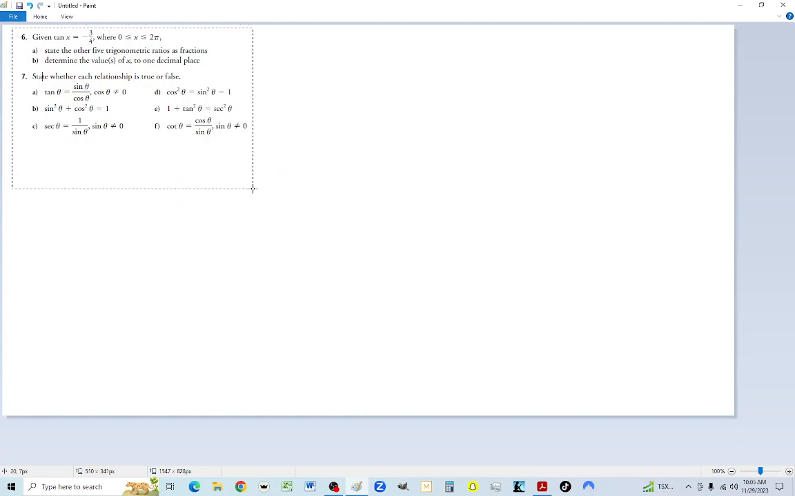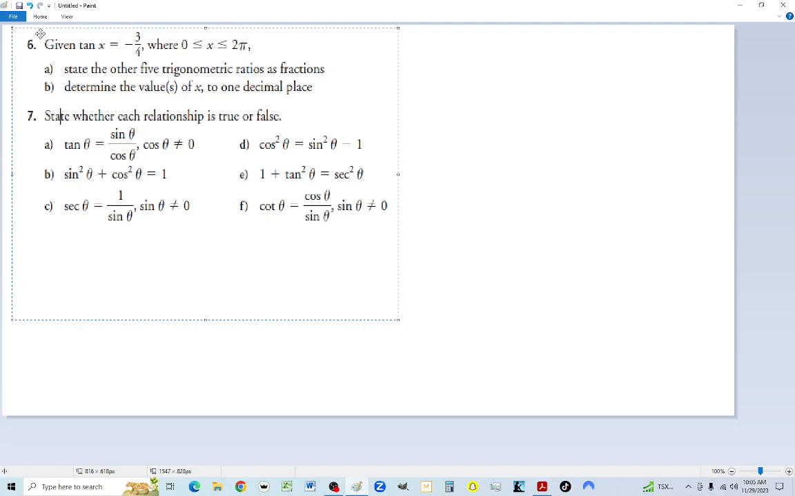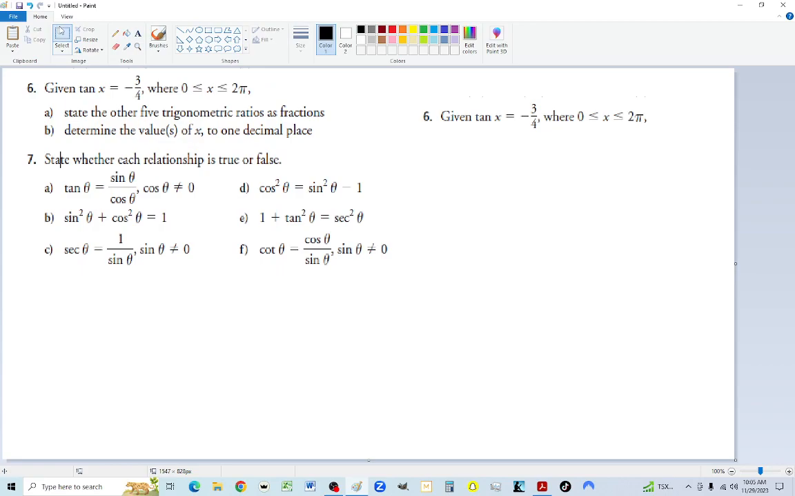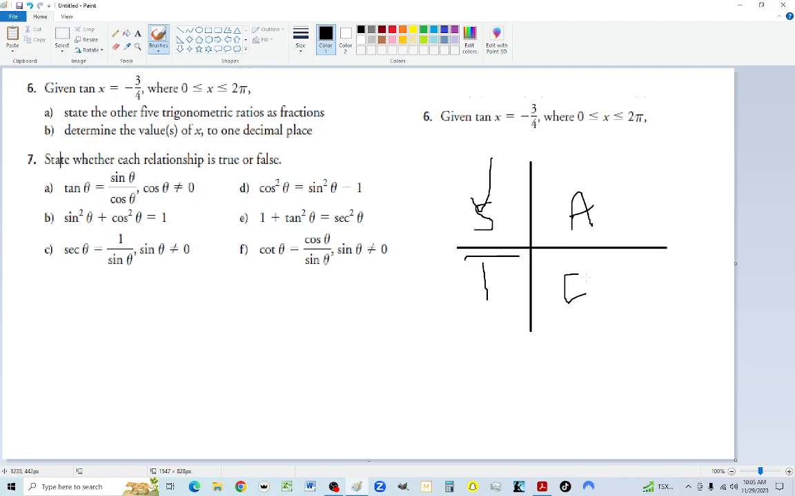So given that this is tan, notice it's negative. Figure out which, and notice we're talking about one cycle, 0 to 2 pi. Where is tan negative? Tan is negative here. And so it goes C, A, S, T. So tan's negative there, and tan's negative there. Which means this can exist in either this quadrant or this quadrant. But we'll say it's in this one.